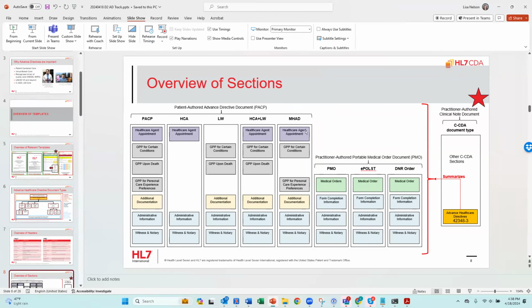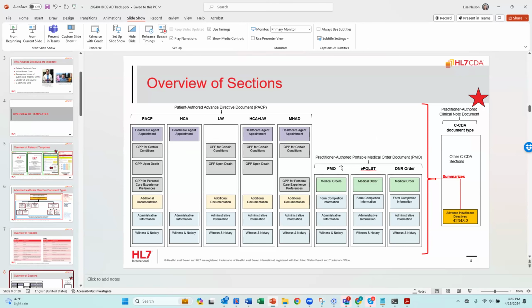There's a set of patient authored kinds of documents. We call them all PACPs, patient authored care plans, but in truth it could be as simple as just a healthcare agent appointment, a living will, a combination living will and healthcare agent appointment, or a mental health advance directive. These are the types of documents that we know of that use this patient authored document template. And then there's a variety of different kinds of portable medical orders.